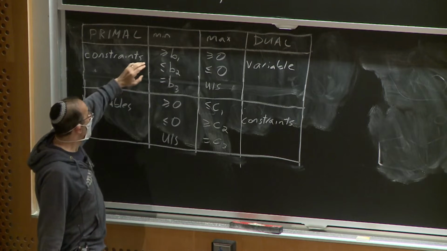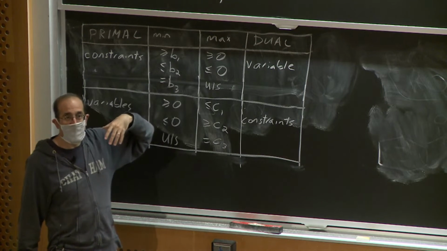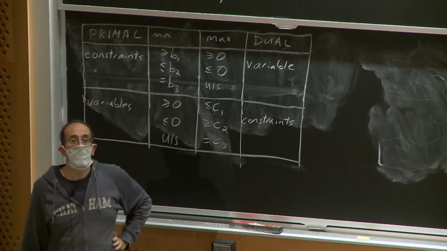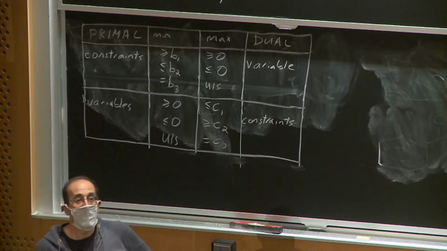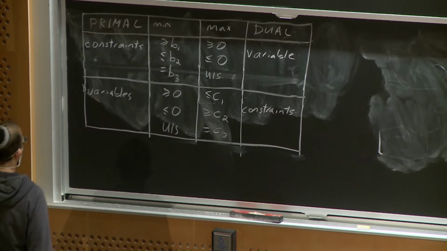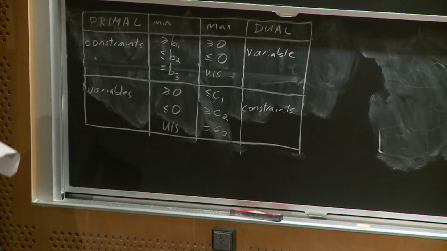So, as we saw in our, sorry, a question? Why is it that in variables, so like the greater than or equal became less than or equal to, less than or equal to? Yes, let me explain that right now.